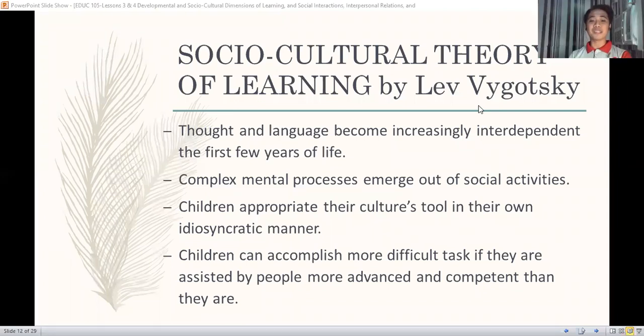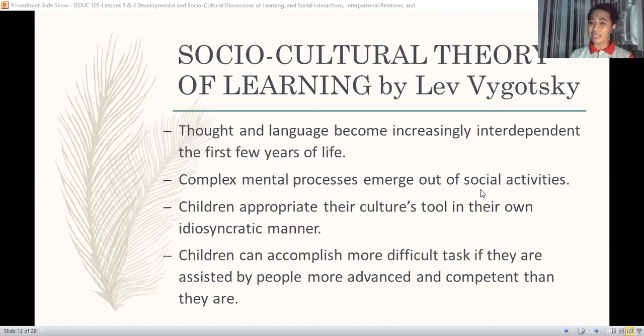Complex mental processes emerge out of social activities. And this is true, okay? The way we analyze things, the way we comprehend on things, okay, it's dependent on social activities. Yung natutunan mo, lalo na yung when it comes to life lessons, no? You learn about honesty, you learn about genuine feelings because of social activities. Kasi nakisalamuha ka. Okay, so that's what we mean by that. Complex mental processes emerge out of social activities.